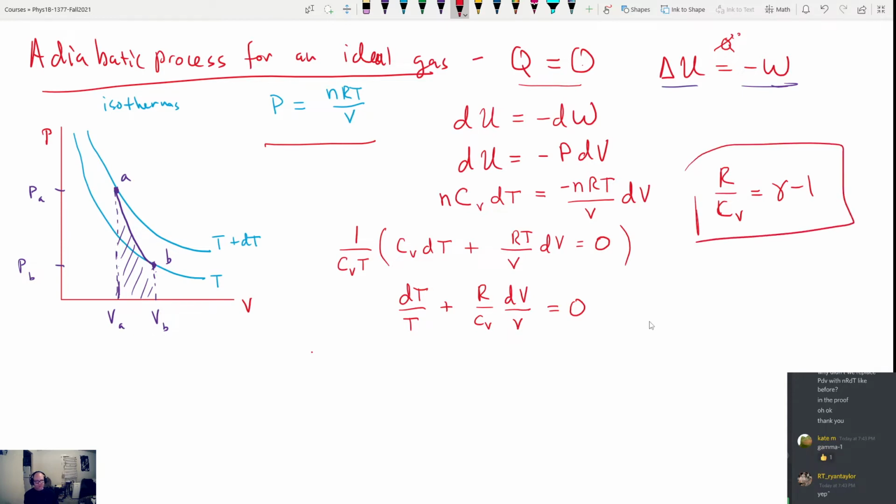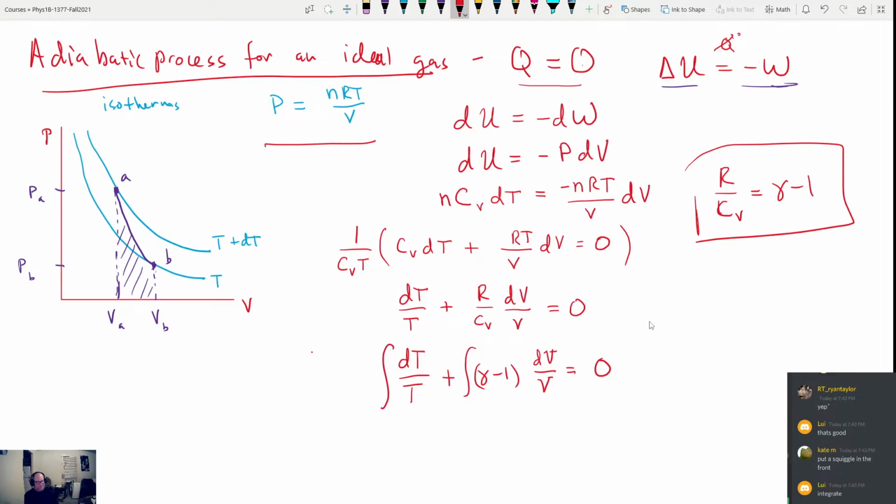Okay. So now we can write it as dT over T plus gamma minus 1 dV over V. Okay. Now what we're going to do... Can anyone guess what we do next? Any guesses? Put a squiggle in the front, right? Also known as integration. Exactly. That's correct. Okay, so we're going to integrate, put a squiggle in front. That's a good answer.